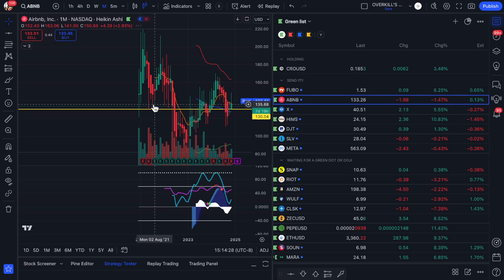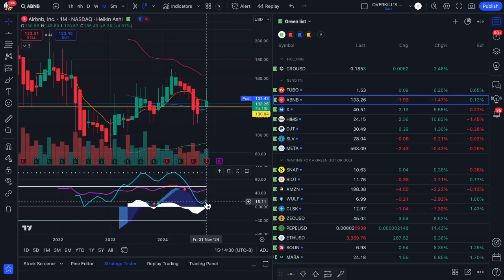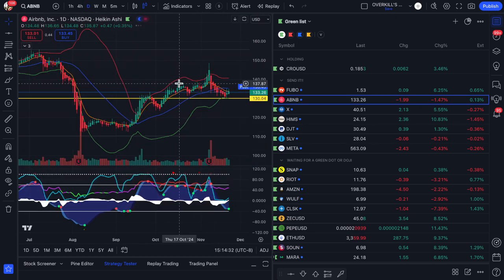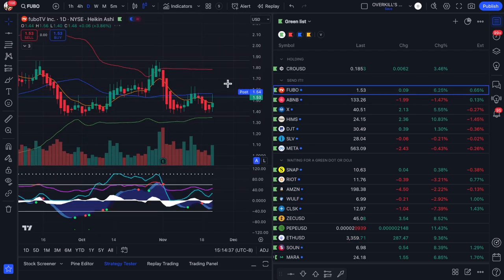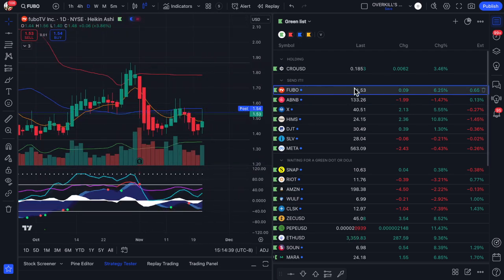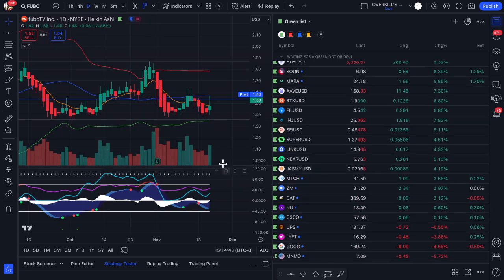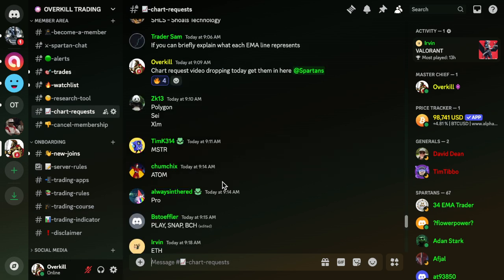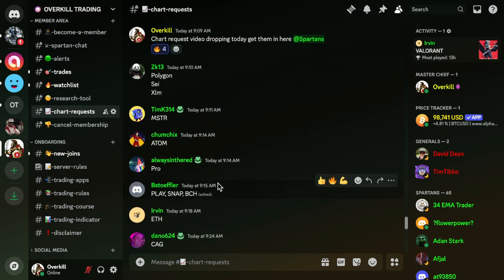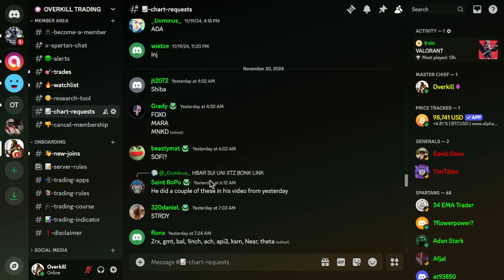You got Airbnb here. It has a green candle, no green dot, but you can see the daily chart is showing a green dot today. So this is one of my favorite stock picks right now. Fubu is also looking really good. This is more of a penny stock, about $1.50. But we're going to do the watch list on Saturday. Today's video is about chart requests. Make sure you hit that bell to watch the watch list on Saturday. We're dropping 2 to 3 videos every single week right here on YouTube.